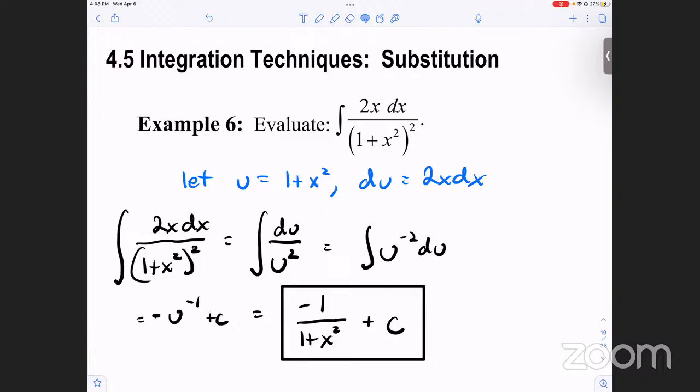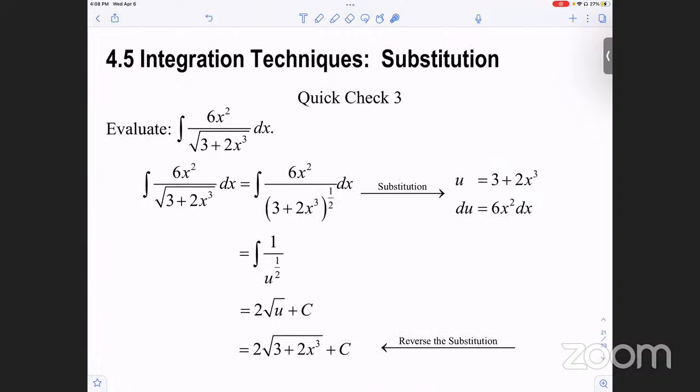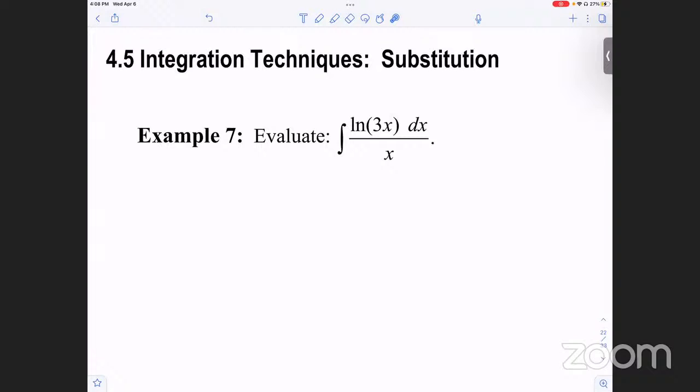Essentially doing a quick derivative to make sure we started back with the original. So we got -1 over 1 plus x squared plus some constant. And you see it here, -1 over 1 plus x squared plus some constant. Okay. Good so far.